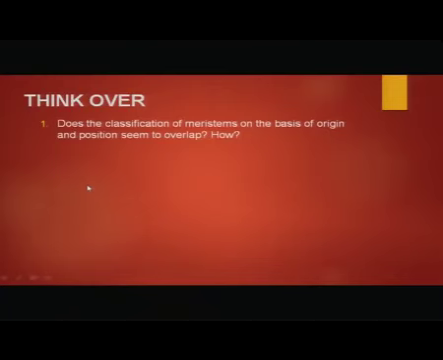First, does the classification of meristems on the basis of origin and position seem to overlap? How? The meaning of this question is that you have studied two types of classification, one on the basis of origin, other on the basis of position. Do you think that there are terms which are overlapping in these classifications? Please explain.